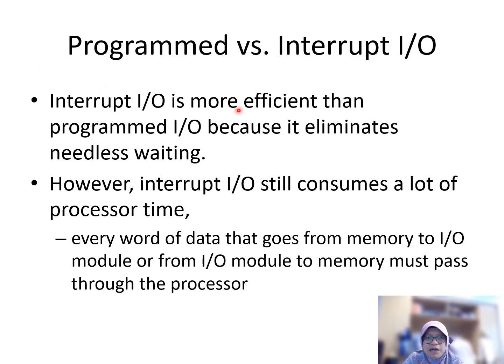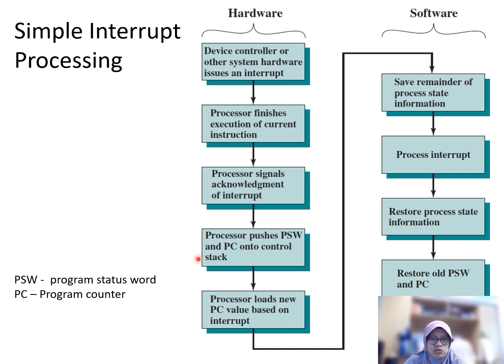Interrupt-driven I/O is more efficient than programmed I/O because it eliminates needless waiting. When the CPU requests an I/O, it leaves and goes back later to check if there is any interrupt. However, interrupt-driven I/O still consumes a lot of processor time. Every word of data that goes from memory to the I/O module or from the I/O module to memory must pass through the processor. It means load word or store word must wait for the processor.